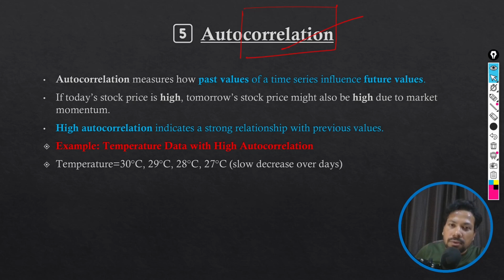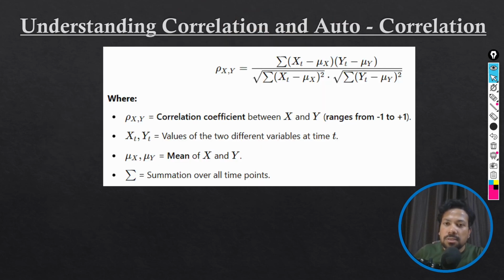So for those viewers, I'm going to explain what correlation is, and after that, I'm going to explain this whole particular topic. So let us first understand what correlation is. Basically, in simple words, correlation tells us about the relationship between two variables. What kind of relationship? It tells us that if one variable increases, then how the second variable will behave.